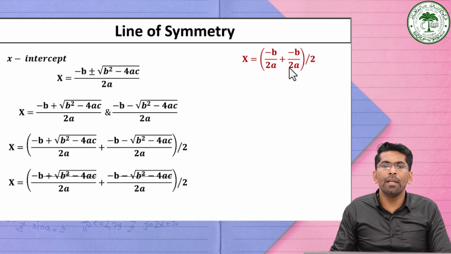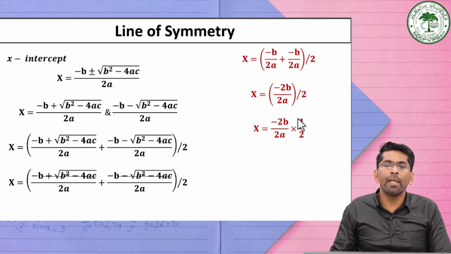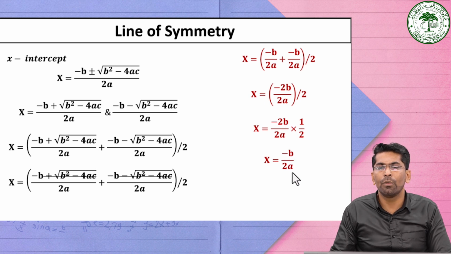Now the denominators have the same value, so we take 2a once and add minus b plus minus b, which becomes minus 2b, divided by 2. Now since this is divided by 2, I am going to take the reciprocal, so it becomes 1 by 2. Here we can cancel the minus 2 and 2, so it becomes only minus b. The 2 and 2 cancel out, so it is minus b divided by 2a.